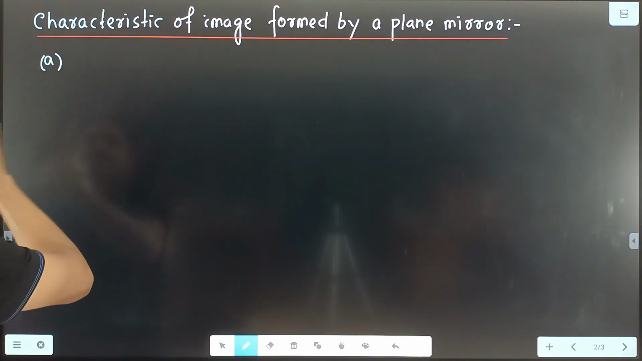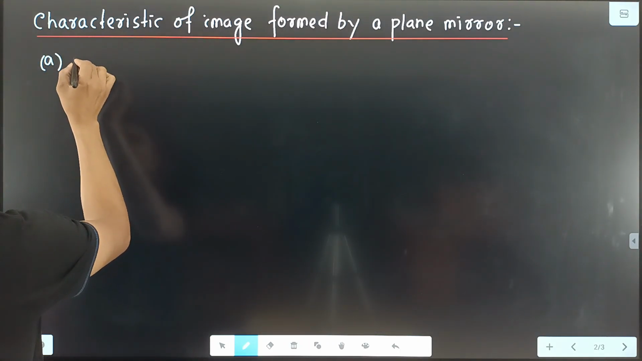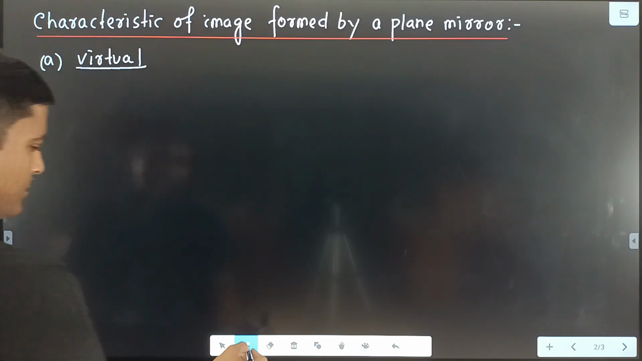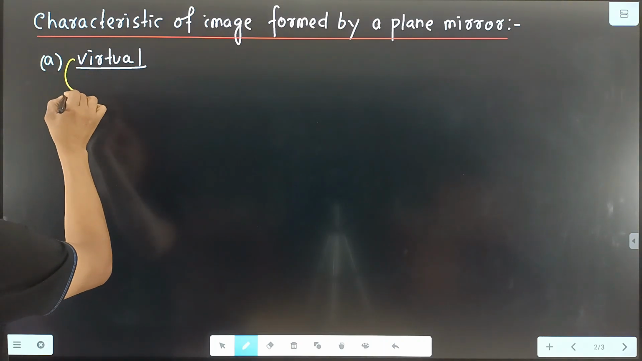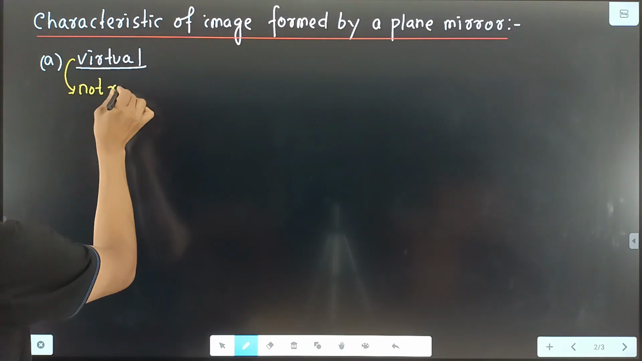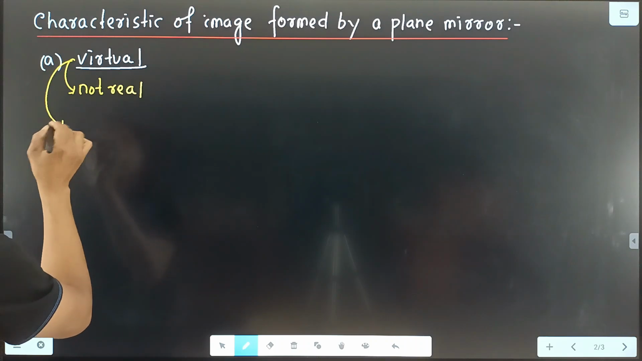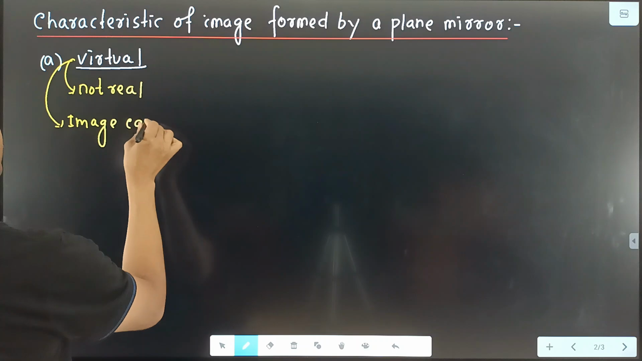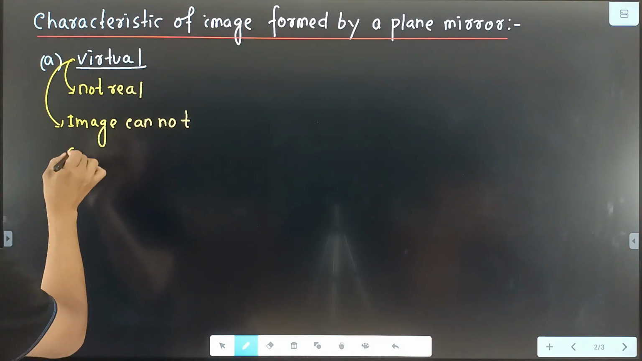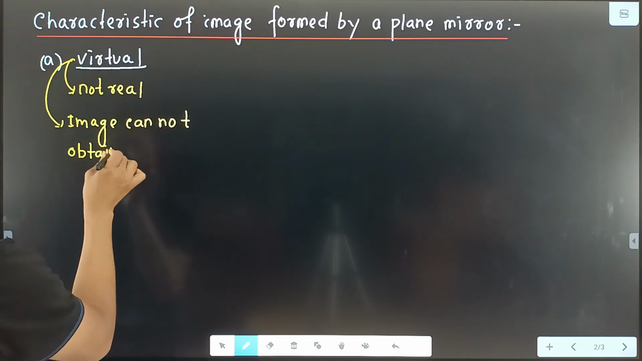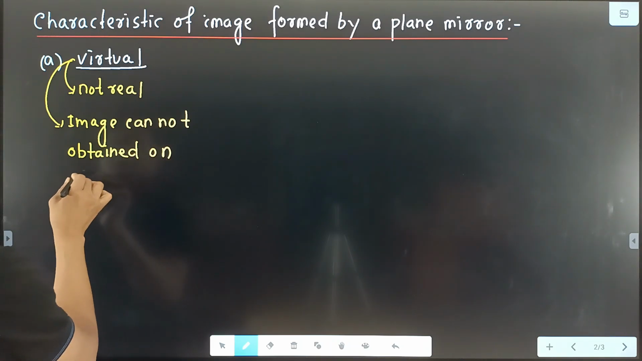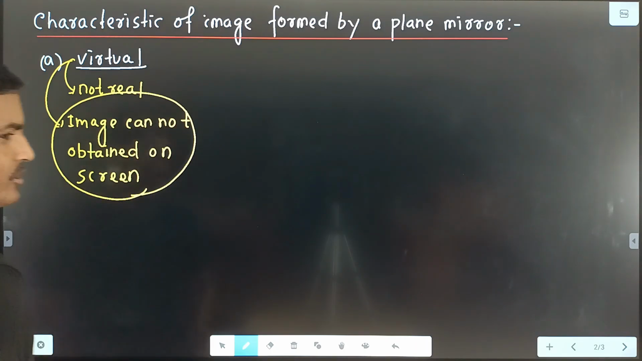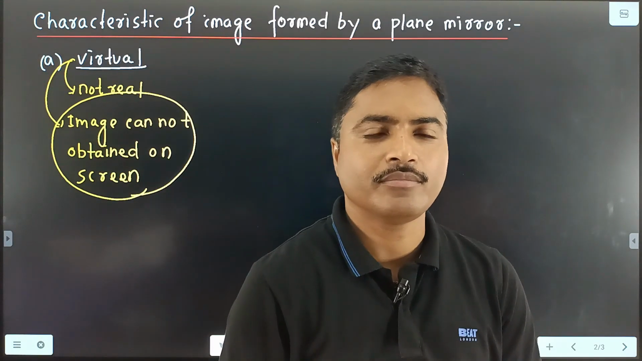that is, the image formed by a plane mirror is always virtual. And what is the meaning of virtual? Virtual means that it is not real. That means the image cannot be obtained on the screen. If the image cannot be obtained on the screen, or the image is not real, that is known as a virtual image.